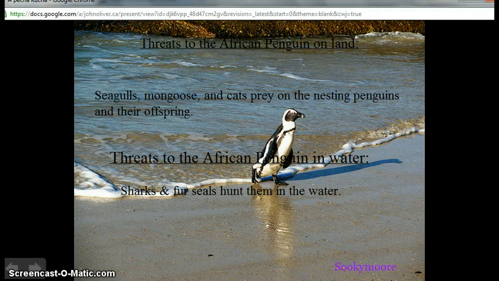Threats to the African penguin on land. They have to be careful of seagulls and mongoose and cats that prey on them when they're nesting, and they also prey on their offspring. Threats to the African penguin in water. Sharks and fur seals hunt them in the water.